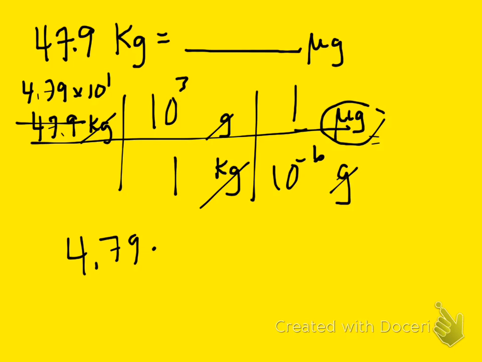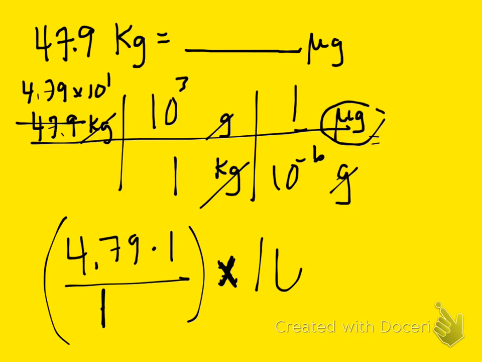So now we have 4.79 times 1 over 1. Whoops. Sorry. Times 10 to the 1 plus 3 minus -6. So 4 plus 6, 10 to the 10th. Okay, so our answer is 4.79 times 10 to the 10th. Everybody comfortable with that? Okay.